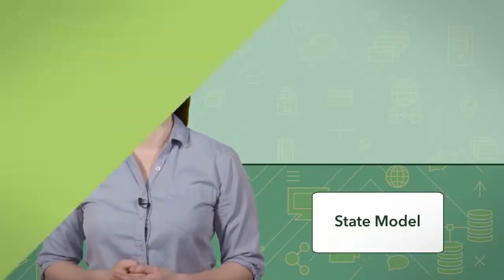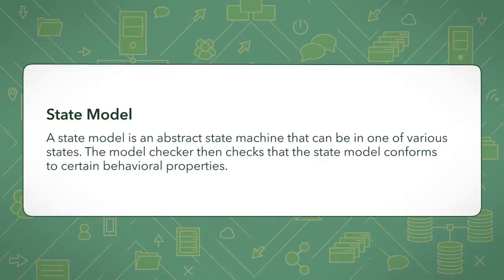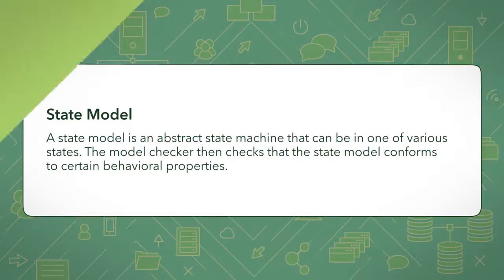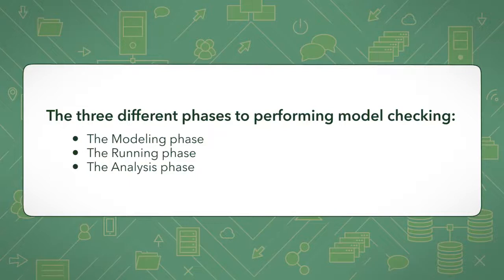Now, how do you model check your software? Model checkers generate a state model from your code. A state model is an abstract state machine that can be in one of various states. The model checker then checks that the state model conforms to certain behavioral properties. For example, the model checker can examine the state model for flaws like race conditions, exploring all the possible states of your model. There are 3 different phases to performing model checking: the modeling phase, the running phase, and the analysis phase. The modeling phase comes first.